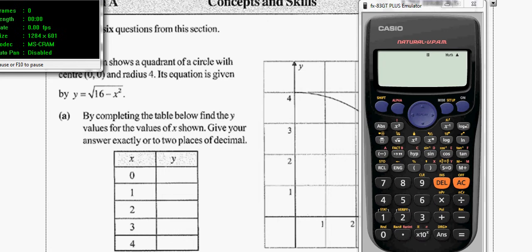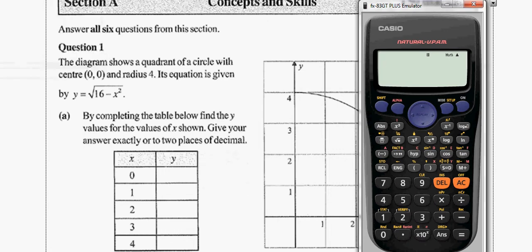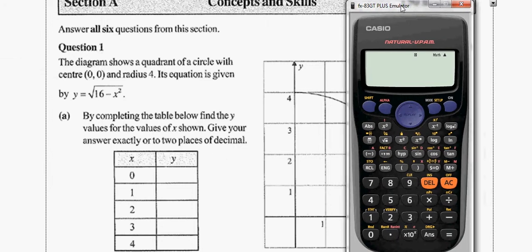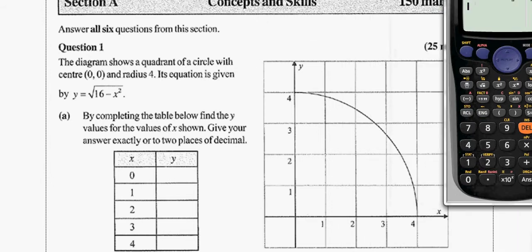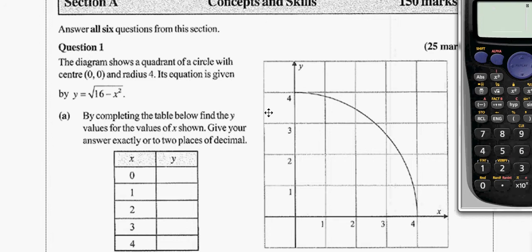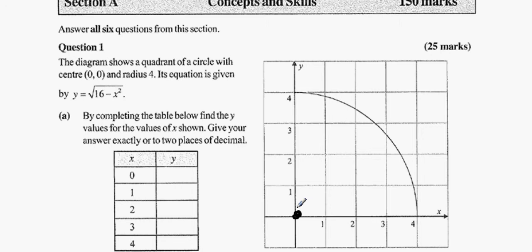Okay, so this is sample paper 5, paper 2. The diagram shows a quadrant of a circle with center 0, 0. A quadrant is like a quarter of a circle, as you can see, with the center 0, 0, as shown, and a radius of 4. So 1, 2, 3, and 4.